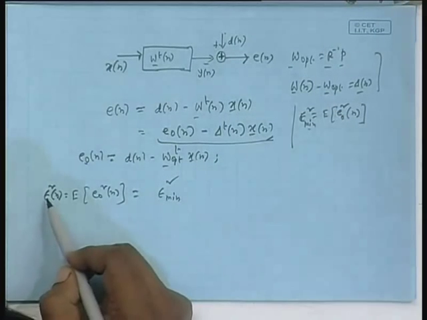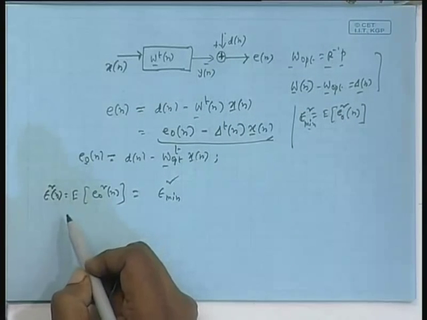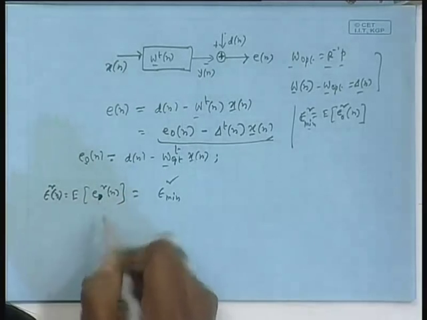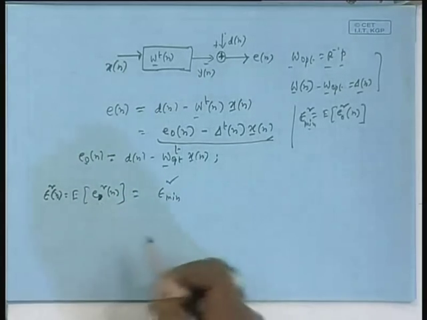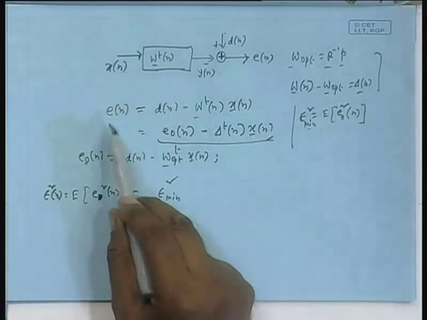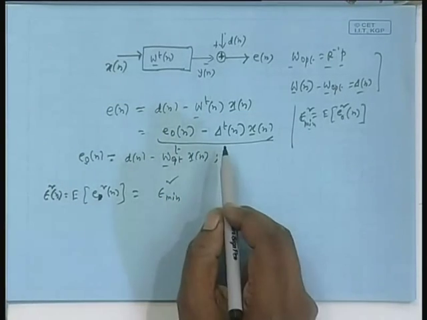Pardon me, epsilon square n. Oh, this is E, sorry. This is E, I am sorry, this is E. Thank you very much. Yeah.